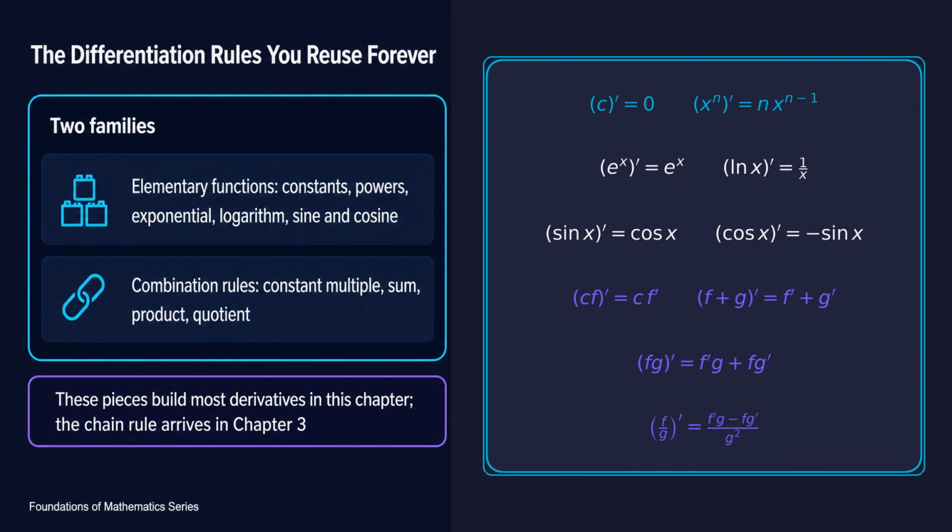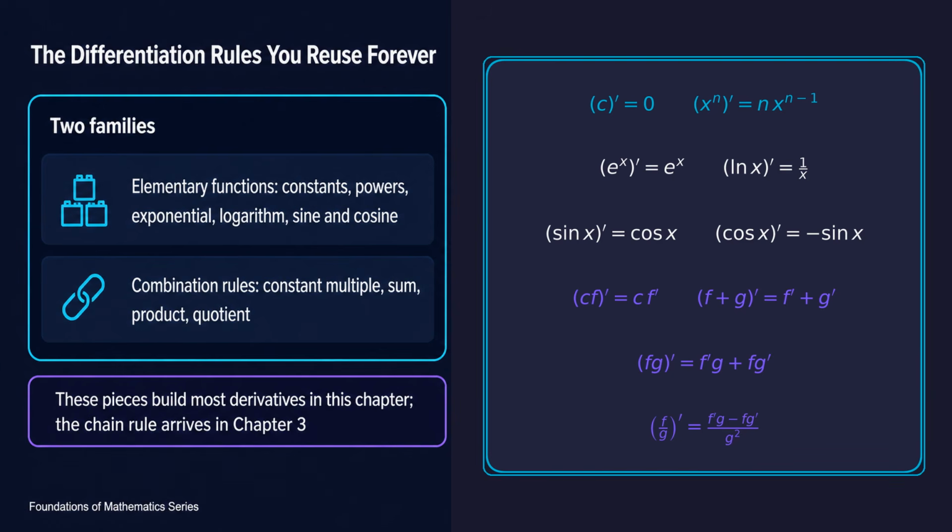The second family is the combination rules that let you build up from those pieces. A constant multiple pulls straight out. The derivative of a sum is the sum of the derivatives. The product rule gives f prime g plus f g prime, and the quotient rule gives f prime g minus f g prime, all over g squared.